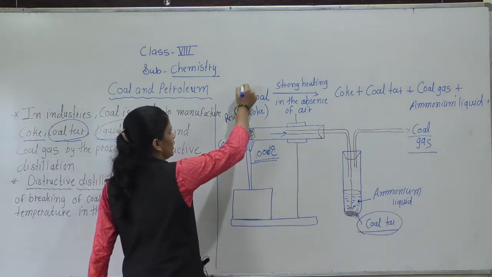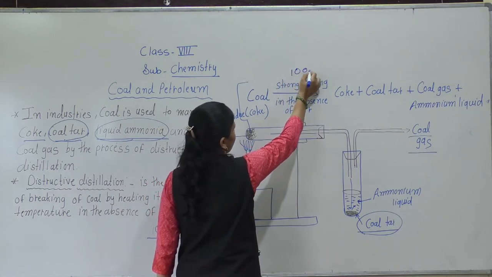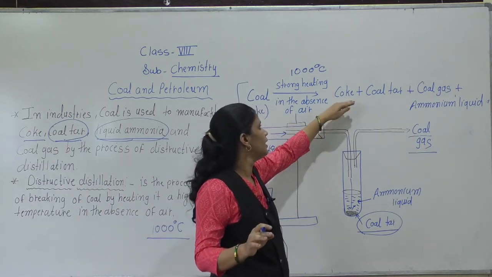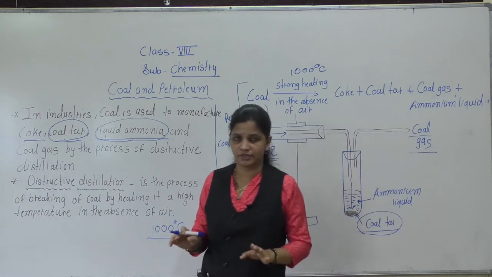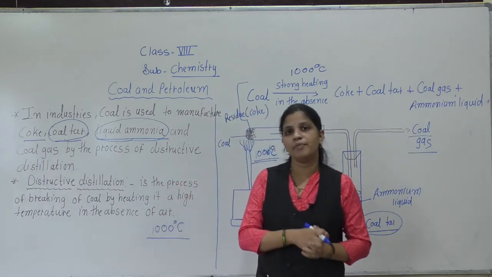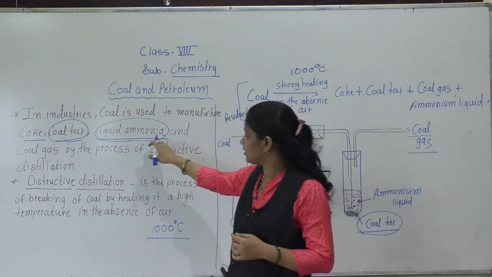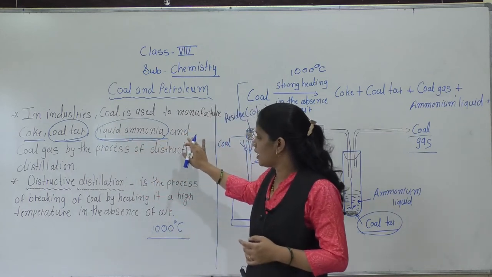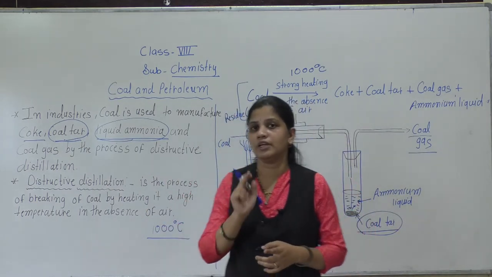See here, I have written one reaction: coal, strong heating, you can write here 1000 degrees Celsius in the absence of air, and the products we get are coke, coal tar, and coal gas plus ammonia liquid, okay? So today we have discussed destructive distillation and which products are formed by this process. Okay, do you understand how we got all these products? See, in industries coal is used to manufacture coke, coal tar, liquid ammonia and coal gas by the process of destructive distillation. So you write all these points down in your chemistry notebook.